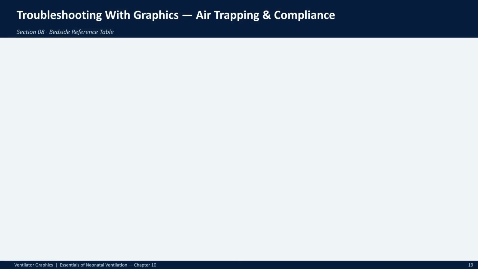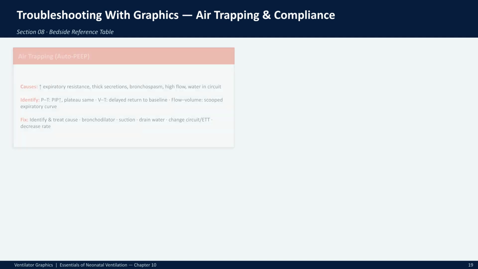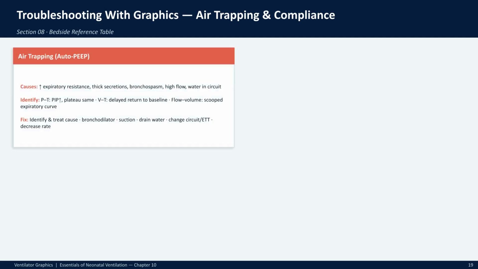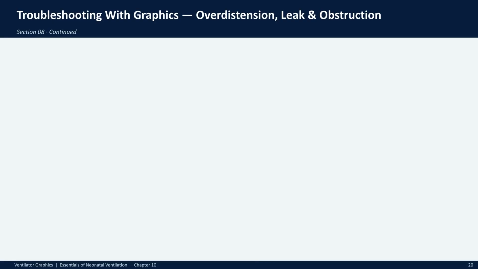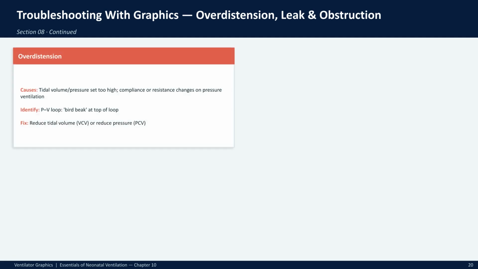Effective troubleshooting uses graphics to identify underlying issues. For instance, air trapping is identified by a scooped expiratory curve and delayed return to baseline. Decreased compliance results in a more horizontal PV loop, while increased resistance manifests as a fatter loop with bulges in either the inspiratory or expiratory limbs. Additional graphic patterns help identify other common issues. Overdistension is classically seen as, quote, a bird beak at the top of the PV loop.